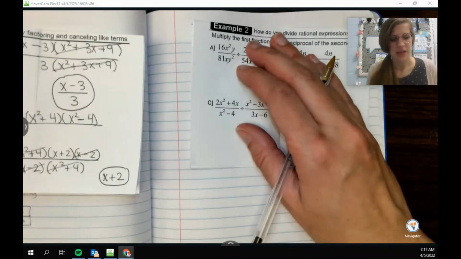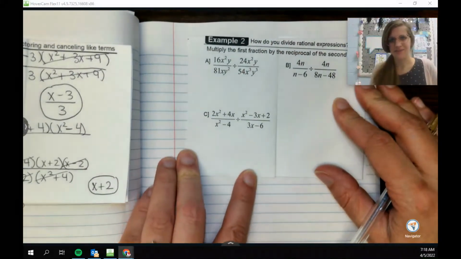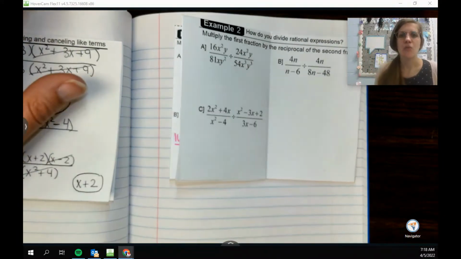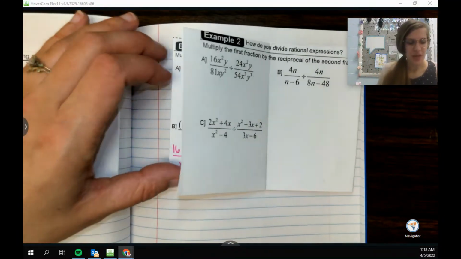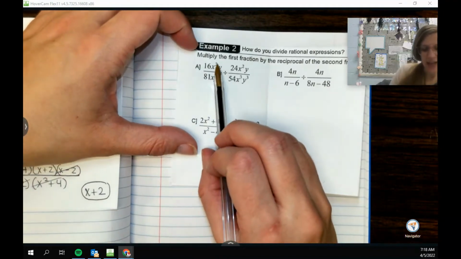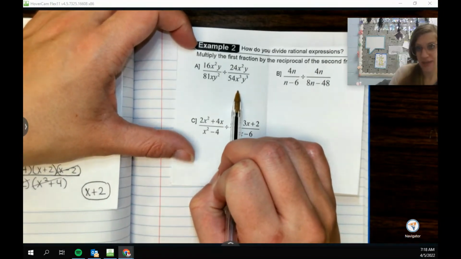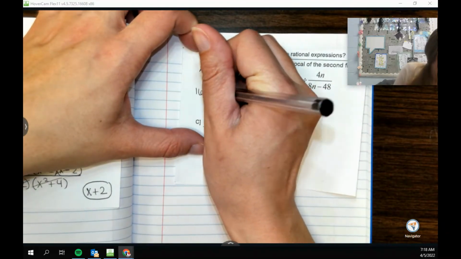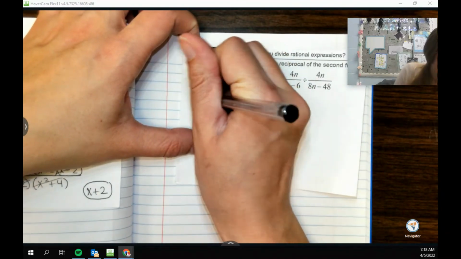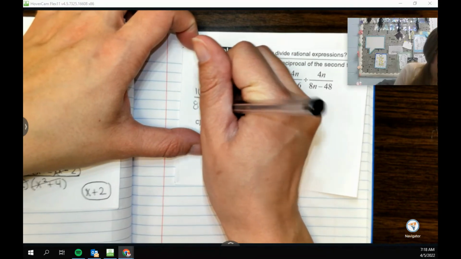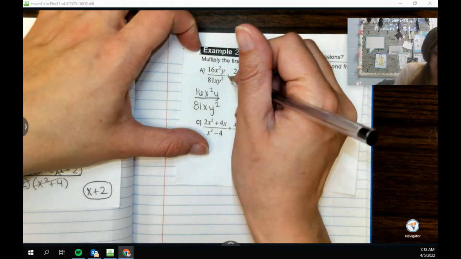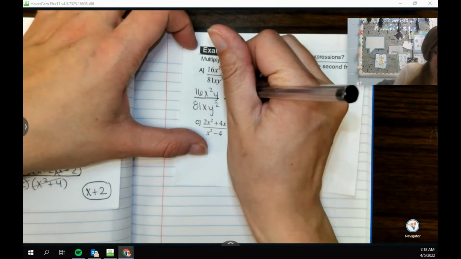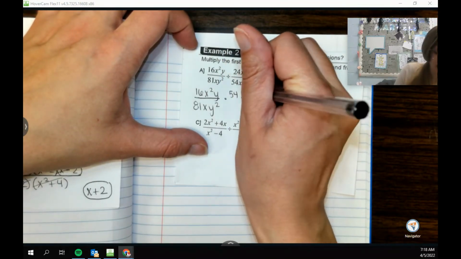Okay, division. So here's where we have to be a little careful because we don't divide. We instead multiply by the reciprocal. So for A, everything here is already all smushed together. There's no pluses or minuses. So I'm going to keep the first fraction the same. But then I need to change this to multiplication, and I need to flip my second fraction. So 54 is coming up top now.